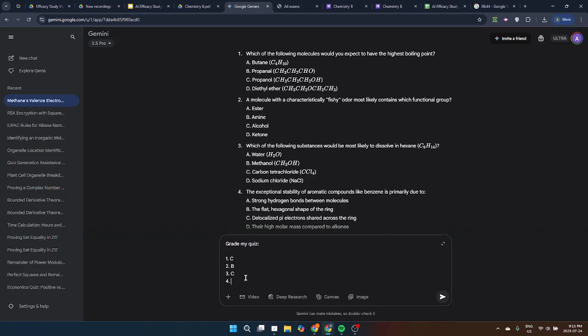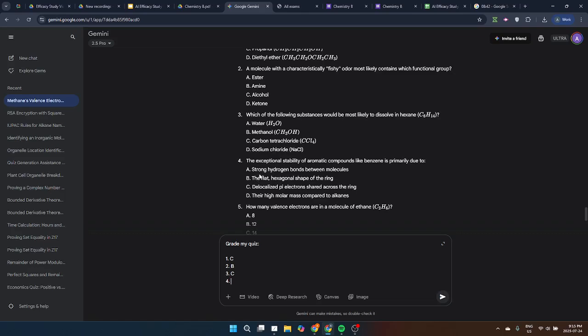Tetrachloride, like dissolves like. The exceptional stability of aromatic compounds like benzene is primarily due to delocalization, right, of the pi electrons. We studied that. They don't have high molar mass. They don't have hydrogen bonding. And the shape of the ring, maybe it's the shape of the ring. I think it's the electrons.